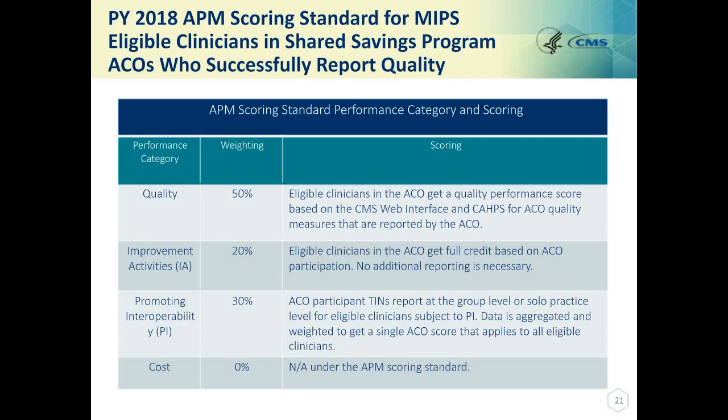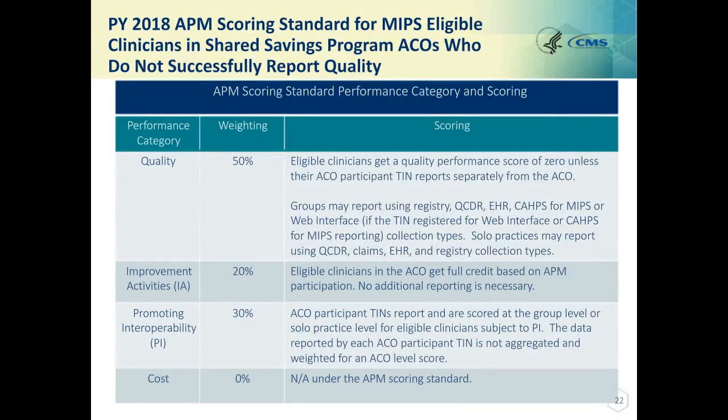The quality performance category will be based on your reporting to SSP on your SSP web interface measures, and beginning in 2018 we will also be scoring you on your CAHPS for ACO quality measures that your ACO will have reported to SSP. Next slide.